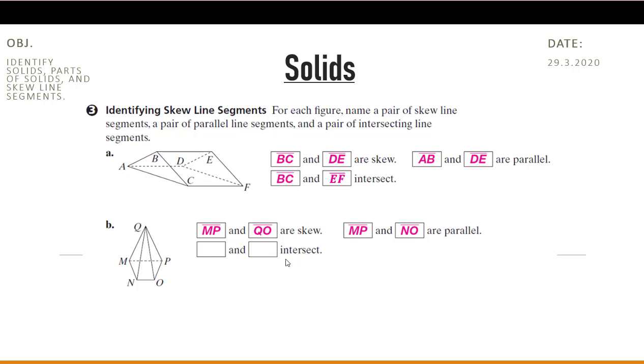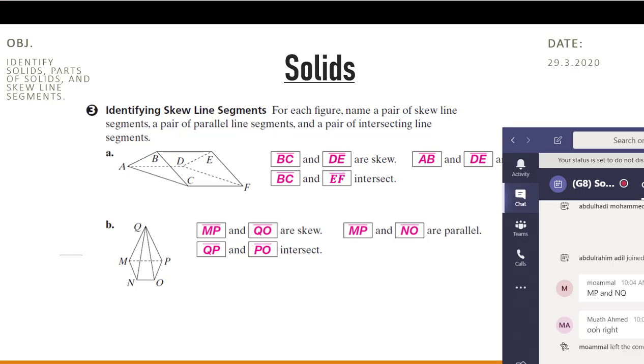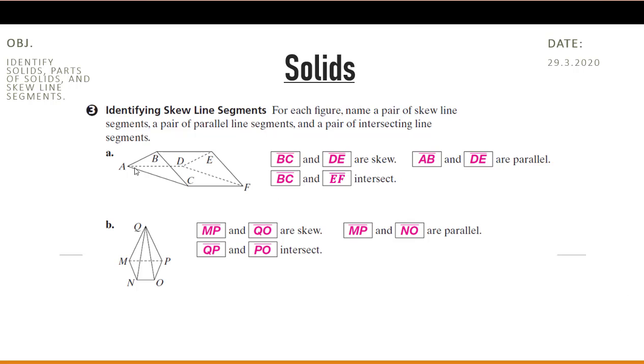Two intersecting lines, we have many. For example, QB and BO. These two are on the same face and they are intersecting. Okay, again guys, in number A, this EF is wrong. Change it to be AB, for example, to be intersecting with BC. Let's move to the next question.